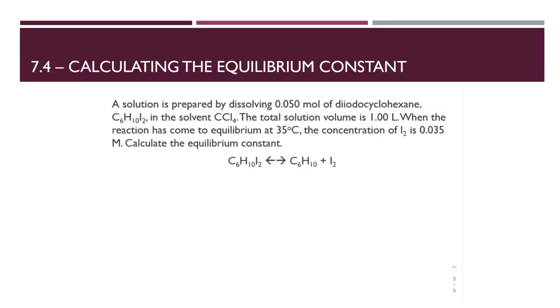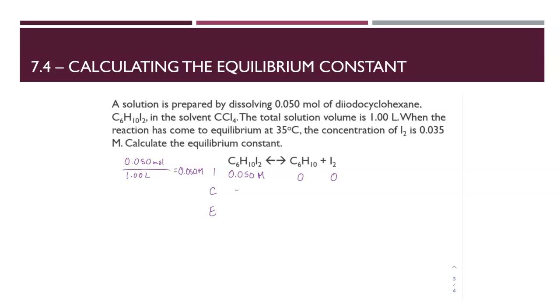So we're going to start with our ICE table. So initial, change, equilibrium. Our initial concentration of our reactant is going to be our moles, so 0.050 moles, divided by our number of liters, which is 1 liter. So that's easy. That tells us our initial concentration. Just going through the steps to make sure we didn't miss a piece though. So our initial concentration of our reactant is 0.050 molar. We have no products at the start of the reaction.